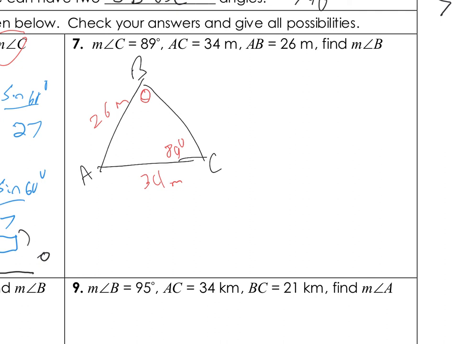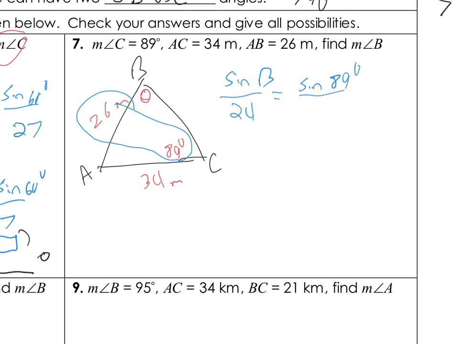This works very similar to the last problem, because if you notice, the angle C and the side C is the pair that I have values for. So either way, I have to use that. I only have the other two that have a missing angle. So I'm going to set it up the same way. Sine of B, which is missing, over the 34, will be sine of C, which is 89 degrees, over the 26. Sine of B will be 34 sine of 89 degrees divided by 26. You do the math.